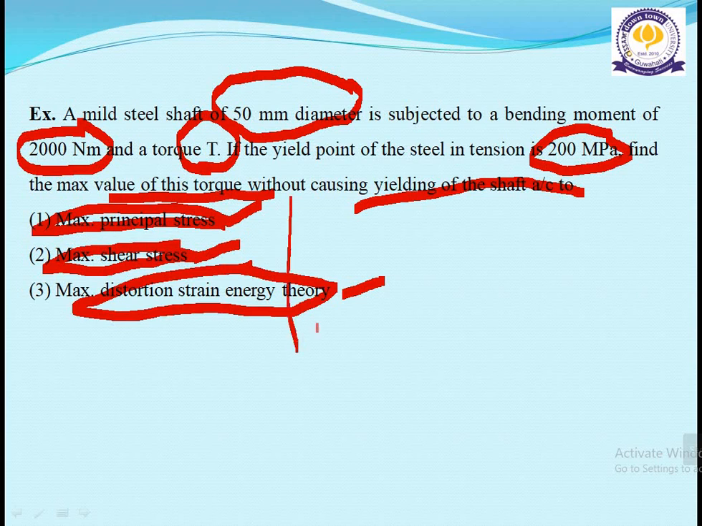We have got all the formulas for these three theories, and we have got all the values. We need to just put the values in their respective formulas and calculate the value of T. I hope you can solve this problem and kindly verify it with me.